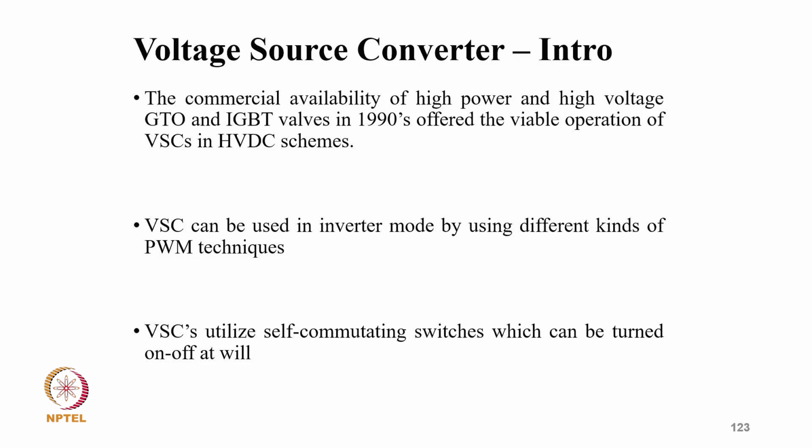Now coming to the introduction to the voltage source converter. The commercial availability of high power and high voltage gate turn-off thyristors and insulated gate bipolar transistor valves in 1990 offered viable operation of voltage source converters in HVDC schemes. VSC can be used in inverter mode using different kinds of PWM techniques, and voltage source converters utilize self-commutating switches which can be turned on and off at will.